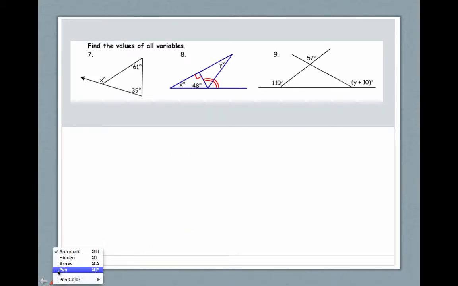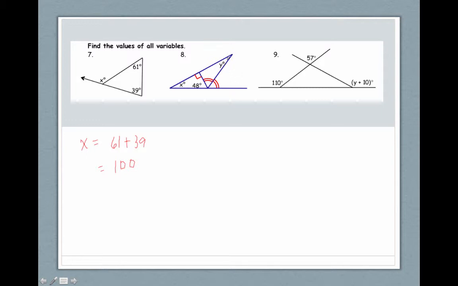Okay, so that means that I don't even have to solve for this inside angle here, because I know x is equal to the sum of these two, because x plus this one is 180 and the sum of these two plus this one is 180. So x equals 61 plus 39.